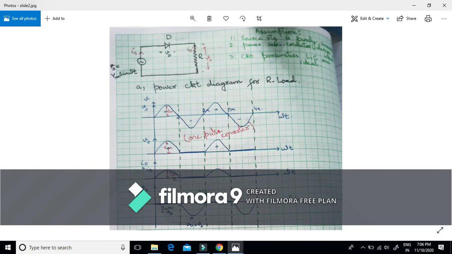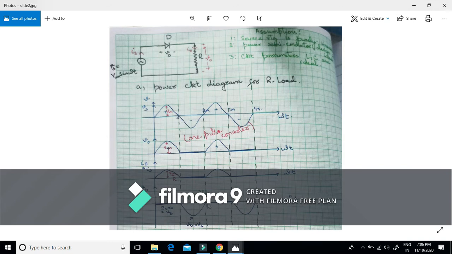As already represented in the analysis part, during this reverse bias, that means from pi to 2 pi, this voltage Vd is equal to our source voltage. That's why this wave shape follows this negative cycle. When Vd is equal to Vs, that's why I am showing this negative part. This is following this cycle.